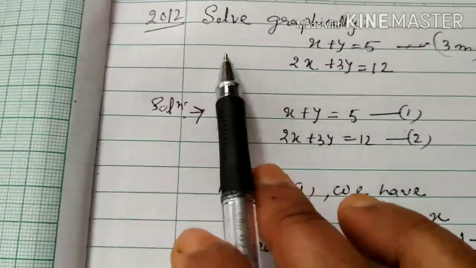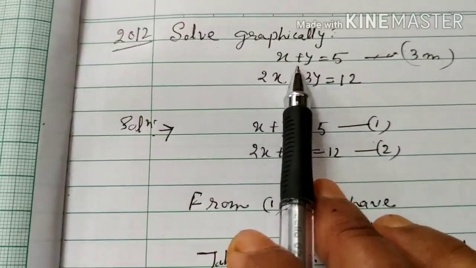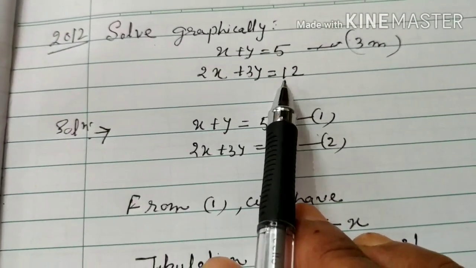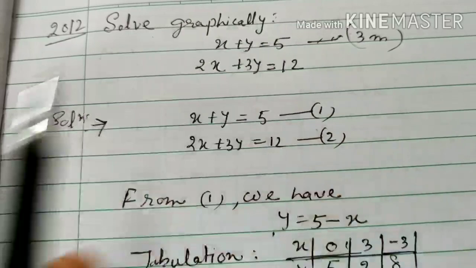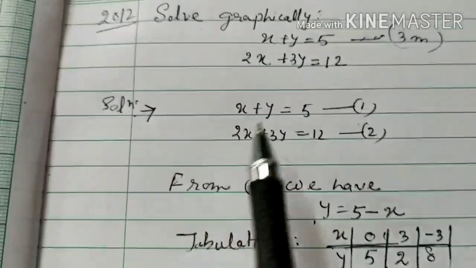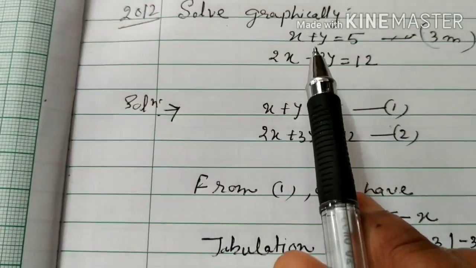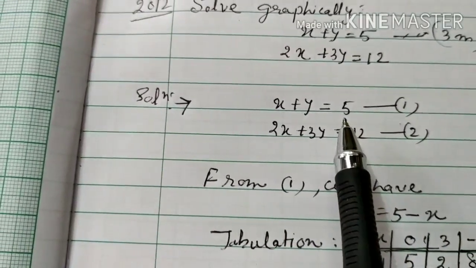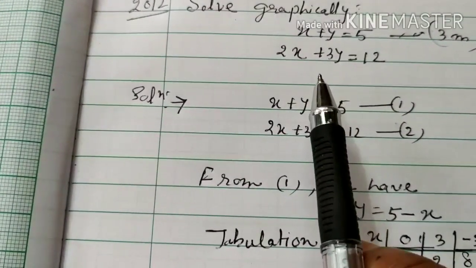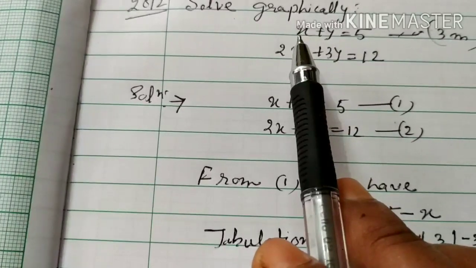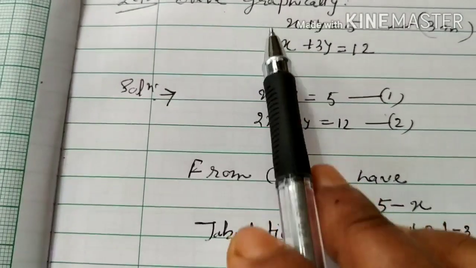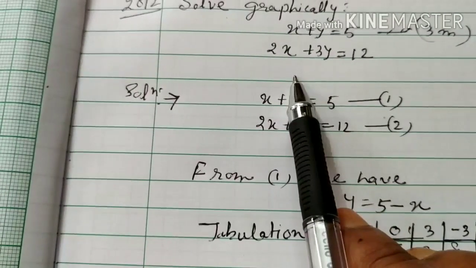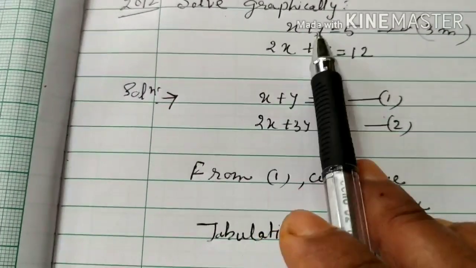The equations are x + y = 5 and 2x + 3y = 12. Solving by graph will always carry 3 marks. The coefficient ratio a1 by a2 is 1 by 2, b1 by b2 is 1 by 3, so the straight lines will intersect.